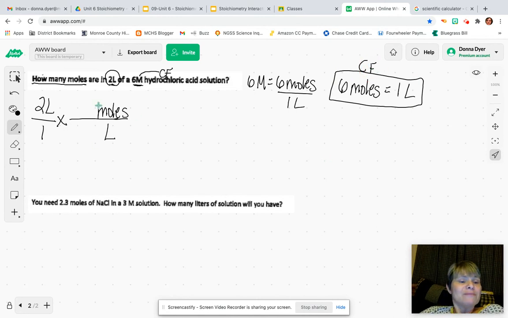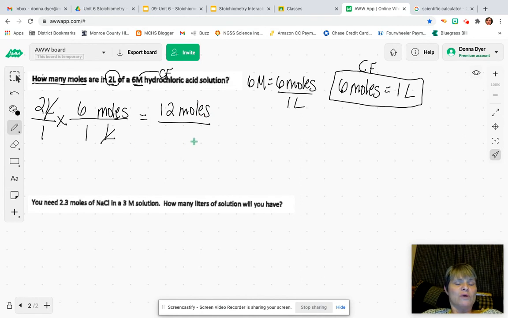So now we can plug in our numbers. 6 in front of moles in our conversion factor, 6 in front of moles in our problem. 1 in front of liter in our conversion factor, 1 in front of liter in our problem. Our liters cancel out. And on the top, we have 2 times 6 moles, which is 12 moles.